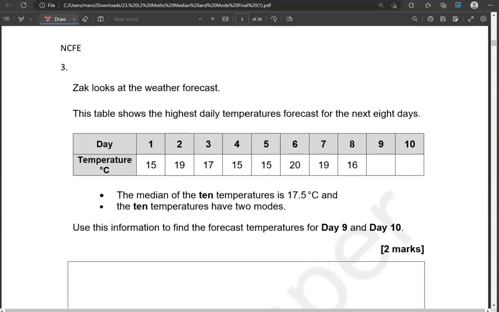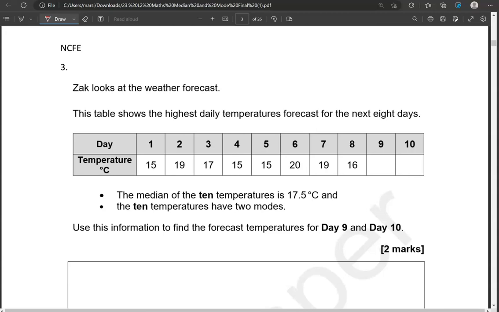Zach looks at the weather forecast. This table shows the highest daily temperatures forecast for the next 8 days. The median of the 10 temperatures is 17.5 degrees Celsius, and the 10 temperatures have 2 modes. Use this information to find the forecast temperatures for day 9 and day 10.